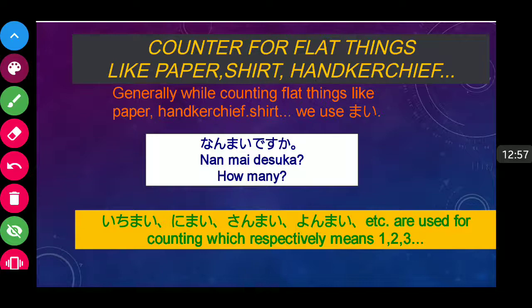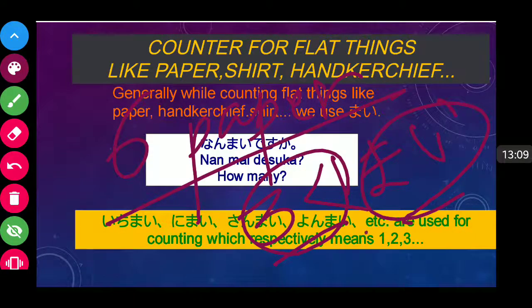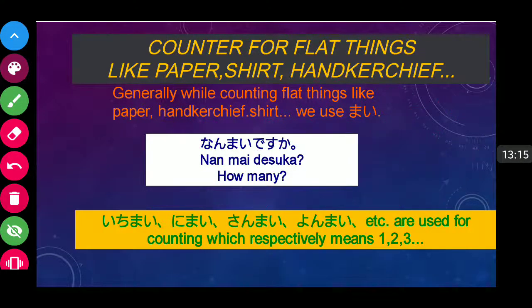Suppose you need six papers. What will you say? Six is roku, and for paper we say mai. So roku mai. I need six papers, so it will be roku mai. In this way, we count flat things like paper, sword and handkerchief.